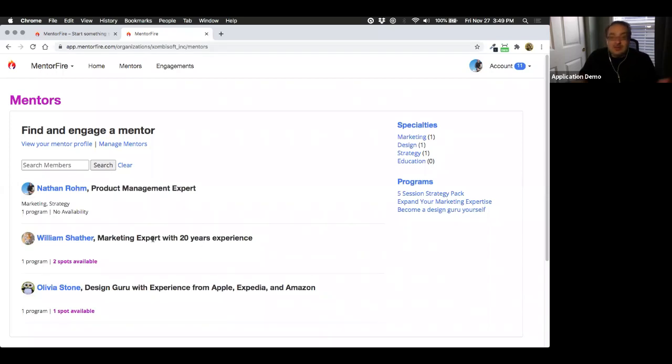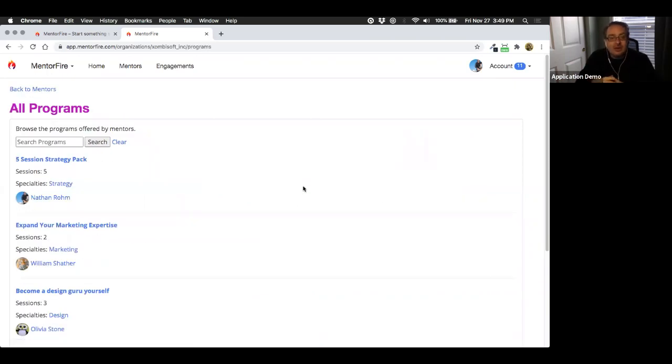Together with that is the idea that each mentor thinks about what programs they want to offer and how many sessions within the program, and then how many people they're willing to take on at any given time. The idea is how many engagements they're willing to manage. That way, your mentors never get too overwhelmed. They set the right expectations, and your mentees feel like they have a start and end point to their engagement.